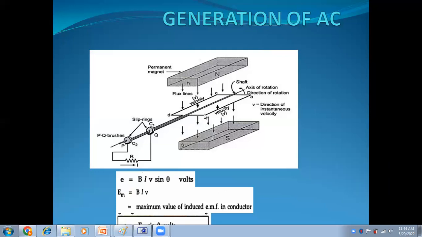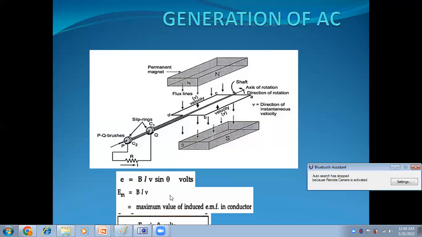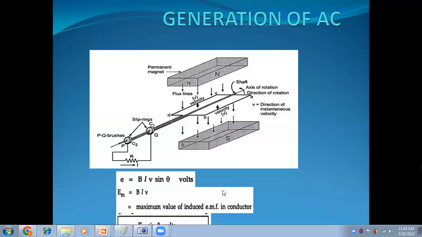But when this conductor makes an angle of 90 degrees, theta is equal to 90 degrees, and I get E equal to BLV. That is the maximum value of the EMF that will be induced in this coil. So this induced EMF is the maximum value.